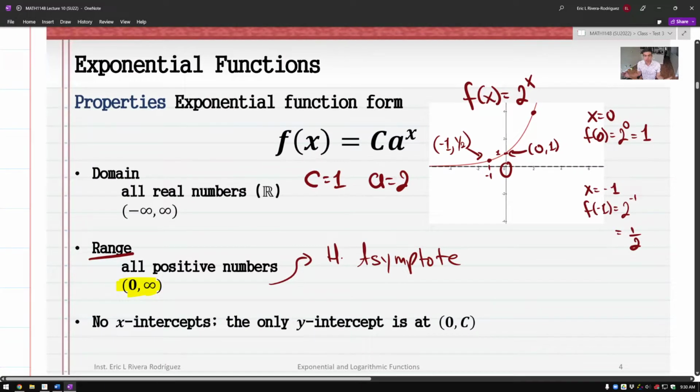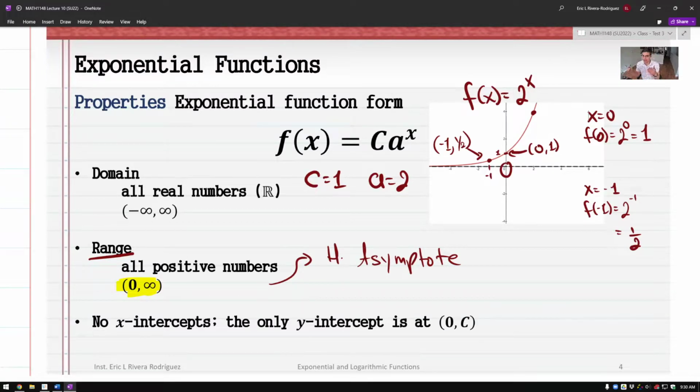Okay, so there is no x-intercept. Why is there no x-intercept? Because we have an asymptote there on the x-axis, so the graph will never touch the x-axis. Algebraically speaking, what is the meaning of that? There is no value of x.